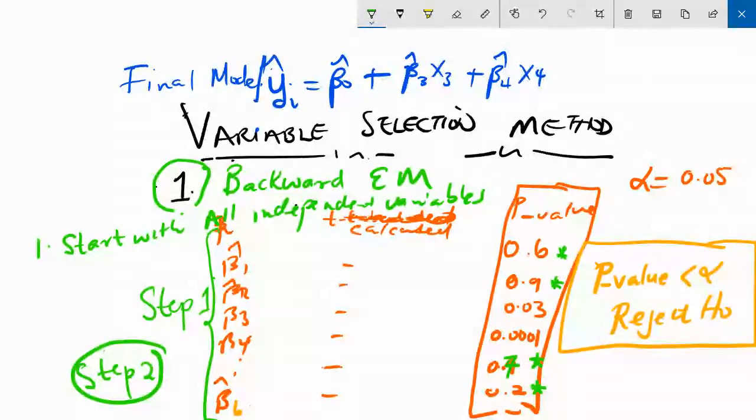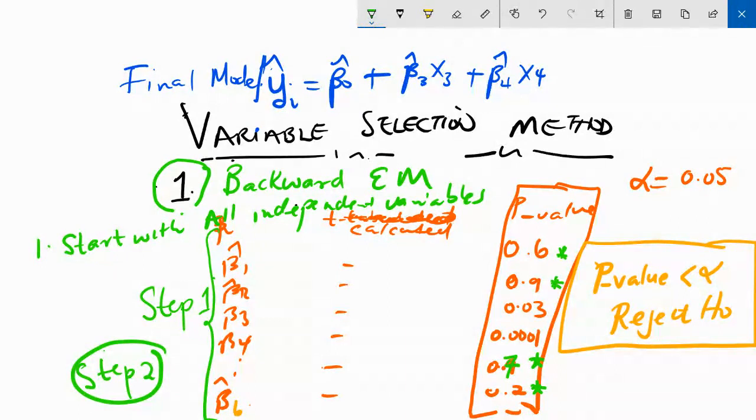Can someone explain what I just explained? Yes, leadership. Okay, so what you are saying, this backward elimination method, we start with all variables, all independent variables. Then we are going to check their p-values. So the one which is highly insignificant, which means the one having the high p-value compared to others, we're going to remove it.